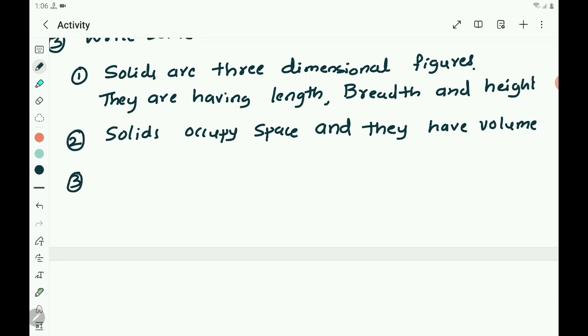Third one you can have, solids are having surface area. Solids are also having surface area as they are having outer shapes like circles, squares, rectangles, etc. So you write that solids are also having surface area.